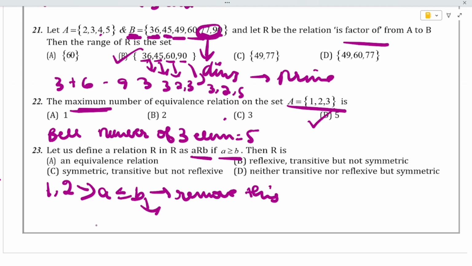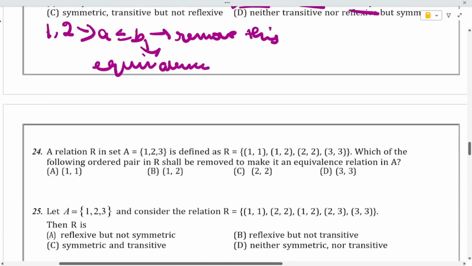Then you can make it as equivalence. Okay, now you can say that the answer is option equivalence. That means reflexive, transitive but not symmetric, because 1 2 is not there. So if you remove this, it will be equivalence. If not, you can say the answer is option B.